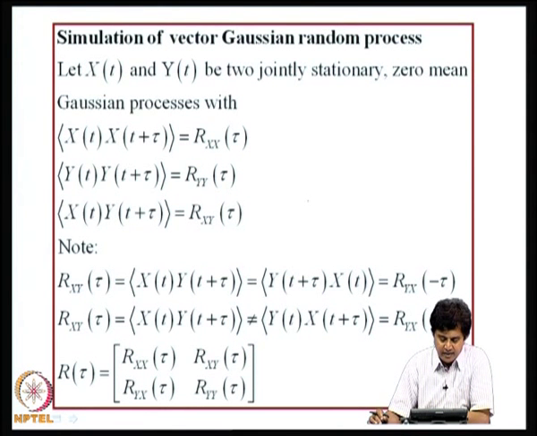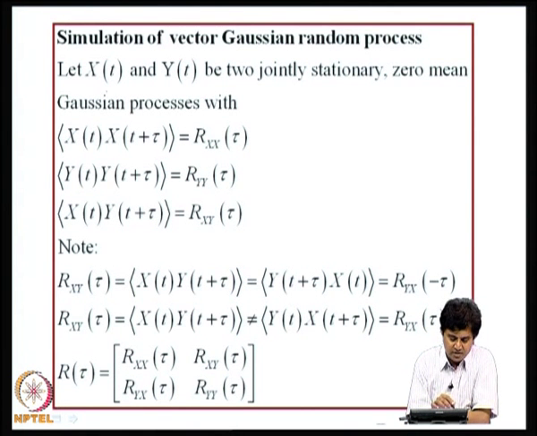Now, how about vector Gaussian random processes? So, to illustrate that, let us consider two random processes x of t and y of t. These are specified to be jointly stationary and they have 0 mean. So, the autocovariance and cross covariance functions completely specify the random process. The autocovariance of x of t is the expected value of x of t into x of t plus tau, which is Rxx of tau. Similarly, Ryy of tau is defined like this. Rxy of tau is the cross covariance function between x of t and y of t, which is the expected value of x of t and y of t plus tau.